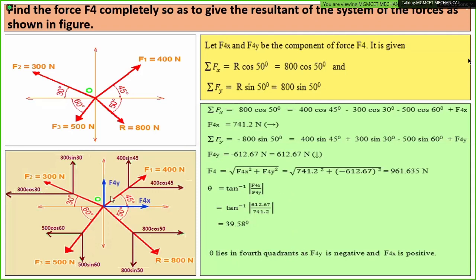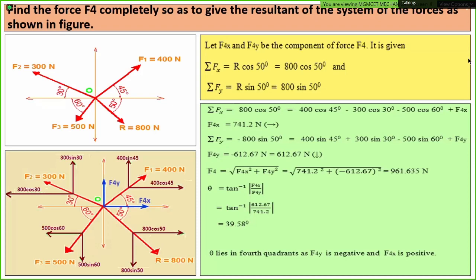Here we are assuming that f4y and f4x are positive. Both are positive. Here I have assumed the force is acting in first quadrant. But here you will find out your x component you are getting as positive, whereas y component of the fourth force is negative. इसका मतलब है कि fourth force कहाँ पे है? Fourth quadrant में. Is it clear to everyone? Read the last sentence. Theta lies in fourth quadrant as f4y is negative and f4x is positive.